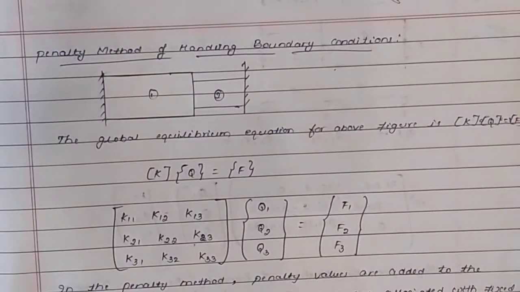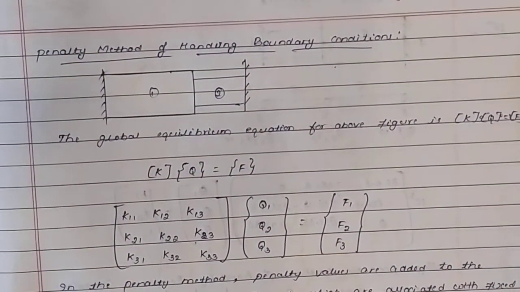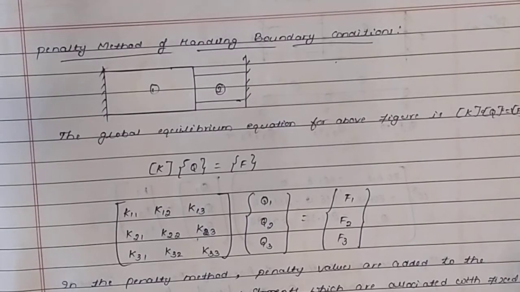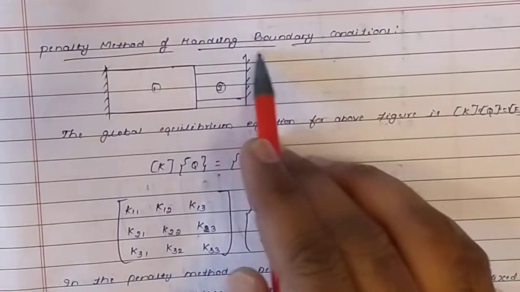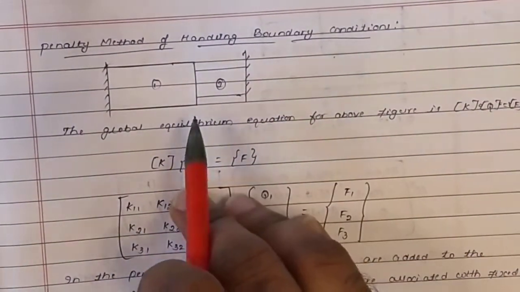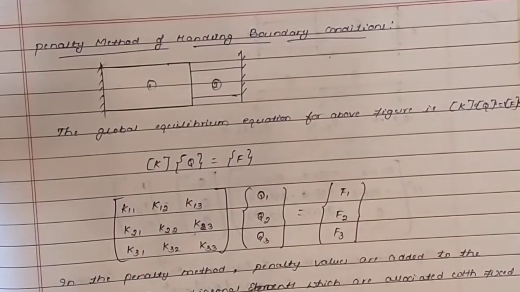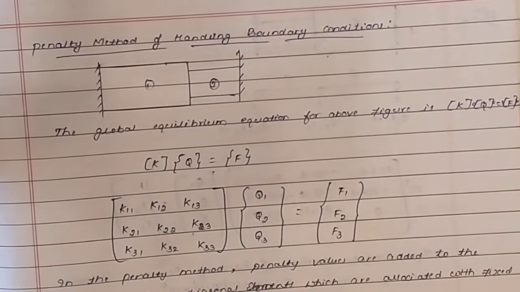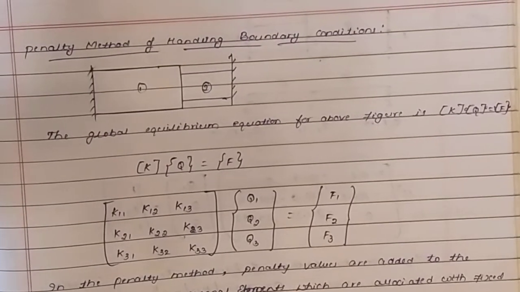Hello students, welcome back. So we'll move on to the next method of solving the bar problem, that is the penalty method of handling boundary conditions. Till now we were using the elimination method of handling boundary conditions to solve the bar problem. Now we'll move on to the penalty method of handling boundary conditions to solve similar bar problems.